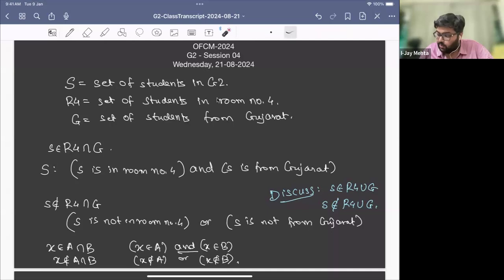And suppose this is not true, the statement is not true, what can we say? So I'm asking what is the negation of S? If this is my statement S, there is a student who is in room number 4 and also from Gujarat. Suppose this is not true, what can you say? I'm choosing a student and does not satisfy this condition. That means what?